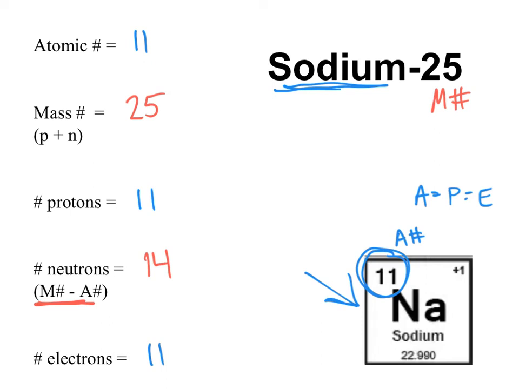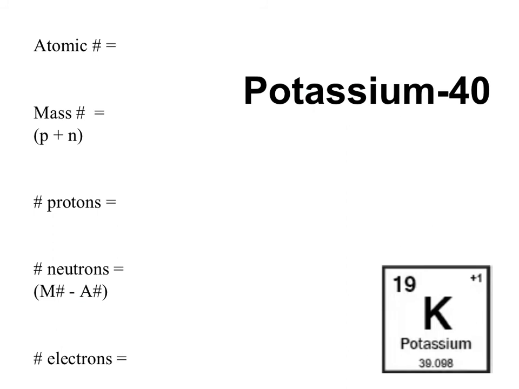Okay, let's go ahead and work another homework. All right, I got potassium 40. First things first, let's look up our potassium on the periodic table. All right, we did. That's our atomic number right there. So it's 19. And since A is equal to P is equal to E, we could say that it's 19 on all of them.